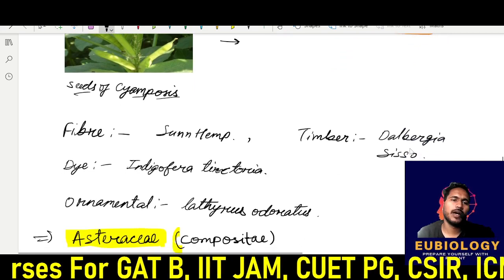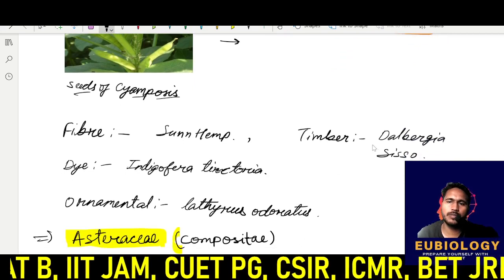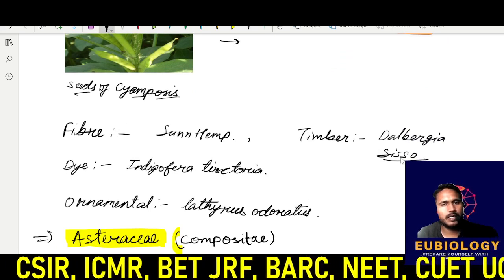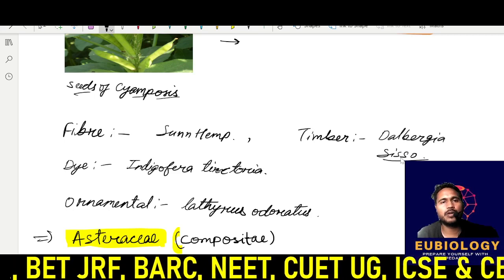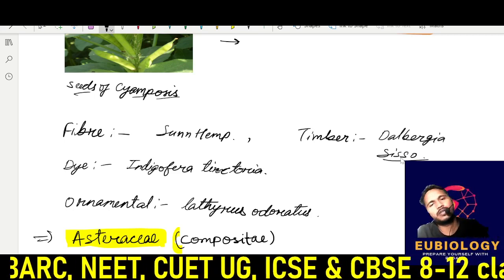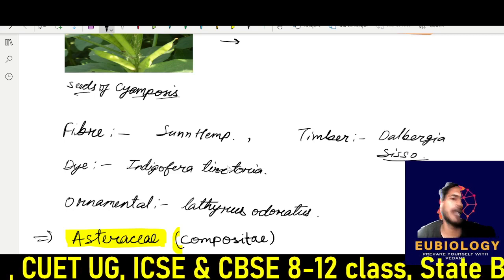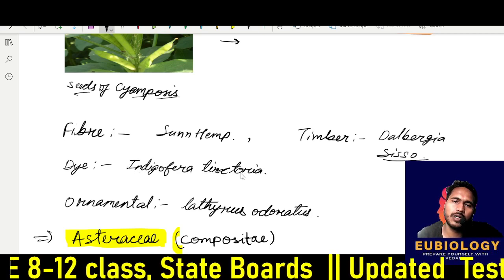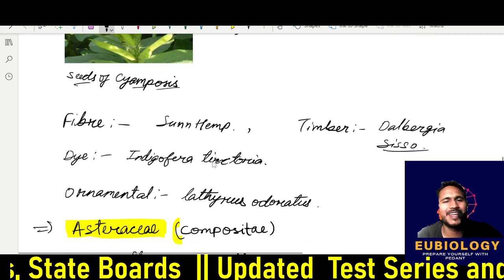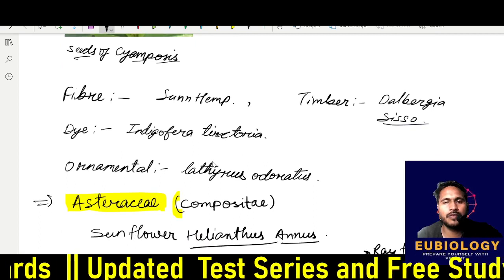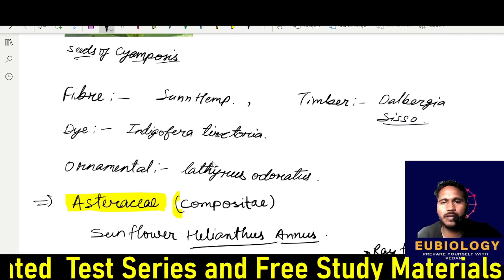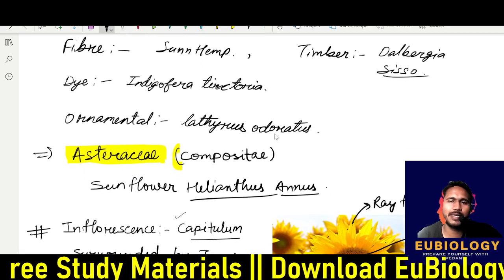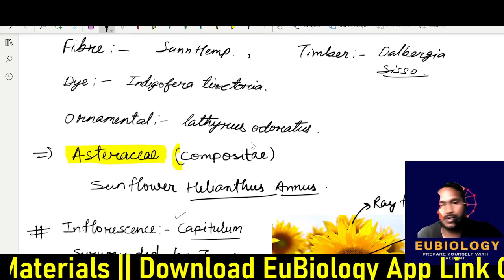It will cure it. For fibers, sunhemp, and for timber, Dalbergia sissoo is usually called, and the wood of the sissoo will be very important, useful for making furniture because it is very strong and long lasting. For dye, Indigofera tinctoria will be used for dyeing. Usually we wash white clothes with neel, or indigo. For ornamental, Lathyrus odoratus, which you already studied in genetics.